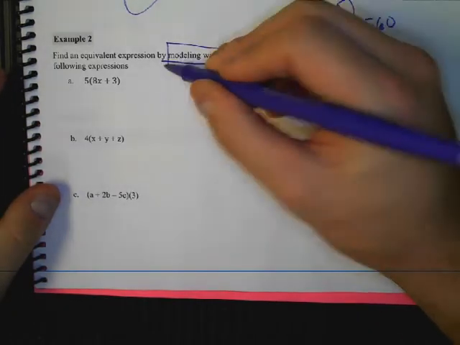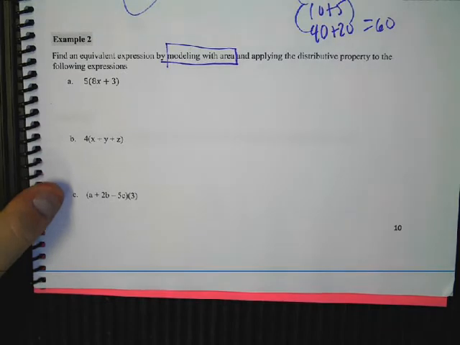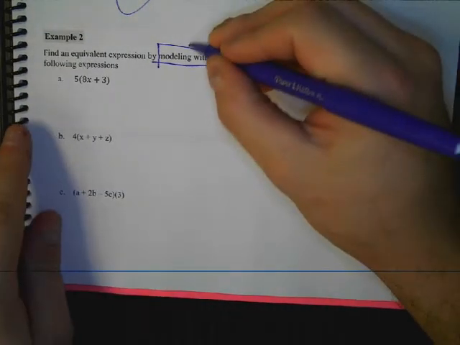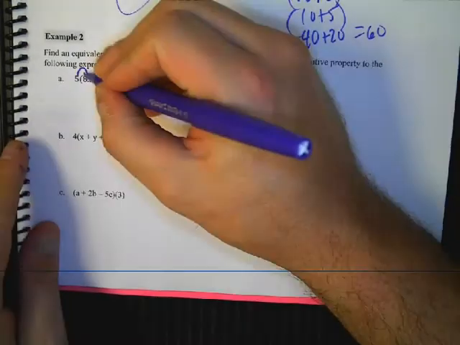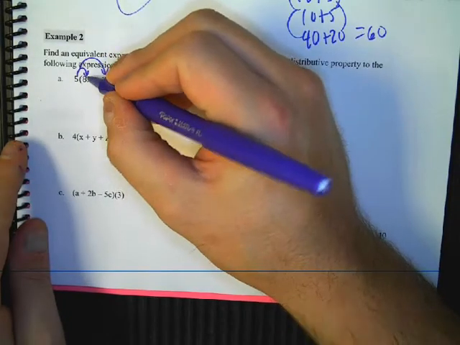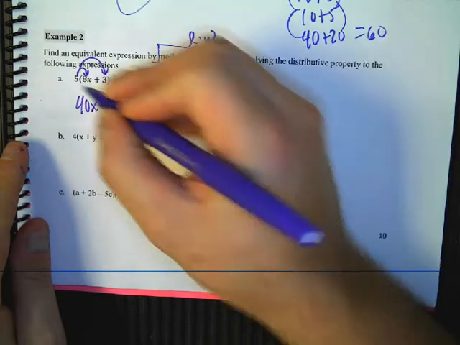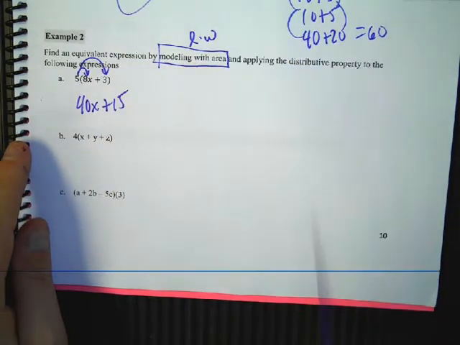Because the standard formula for area is equal to the length times the width, or the base times the height. So here, if we apply the distributive property, we could take 5 times 8x and get 40x, and we take 5 times 3 and get 15. But here's how the area model works.